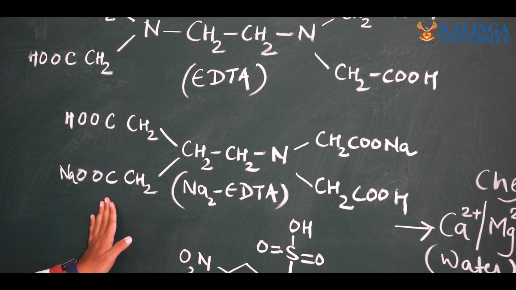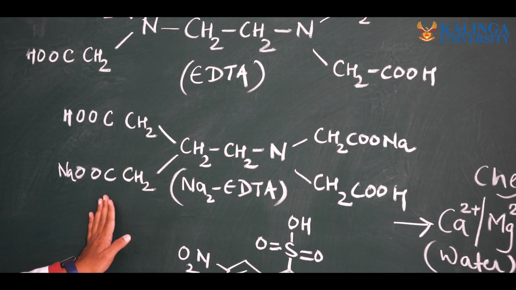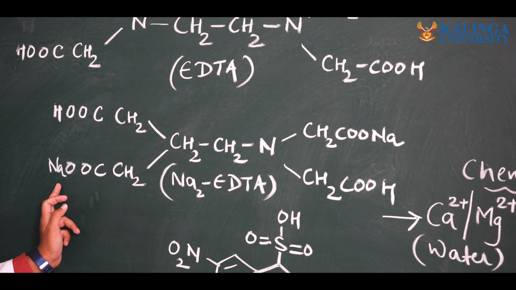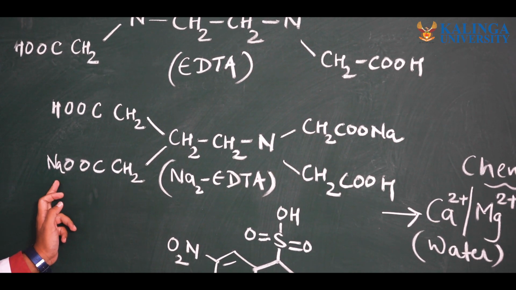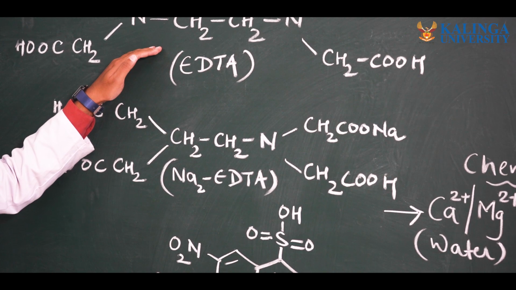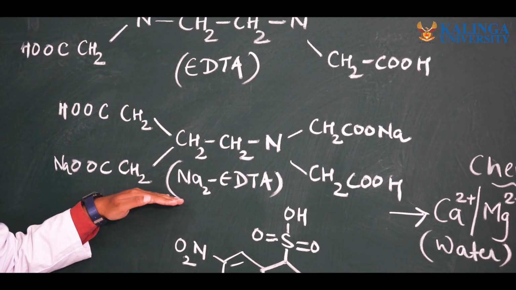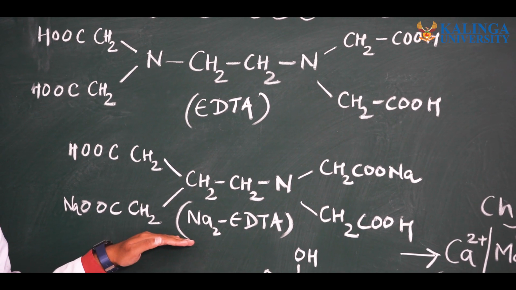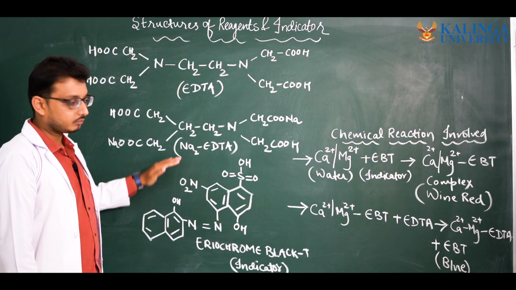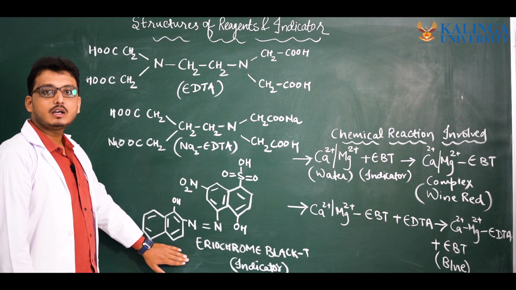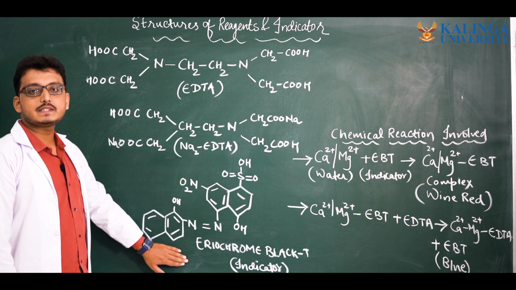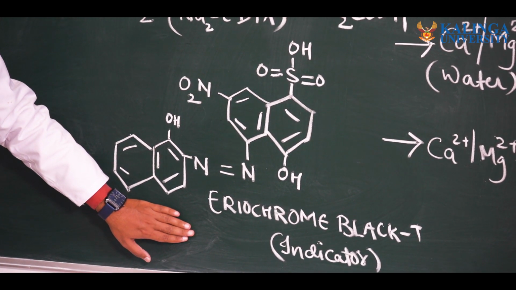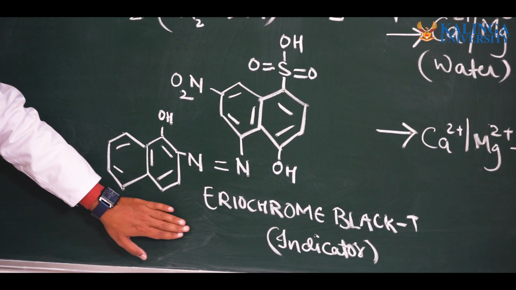Here I have shown the structure of disodium salt of EDTA. You can see the 2 sodium atoms at the terminal position of the tetraacetic molecule. This is the structure of EDTA. This is the structure of disodium salt of EDTA, which we are making use of to prepare the standard solution and taking in the burette. Here is the structure of the indicator used, which is Eriochrome Black T, called EBT. The other name for Eriochrome Black T is the Solochrome indicator.